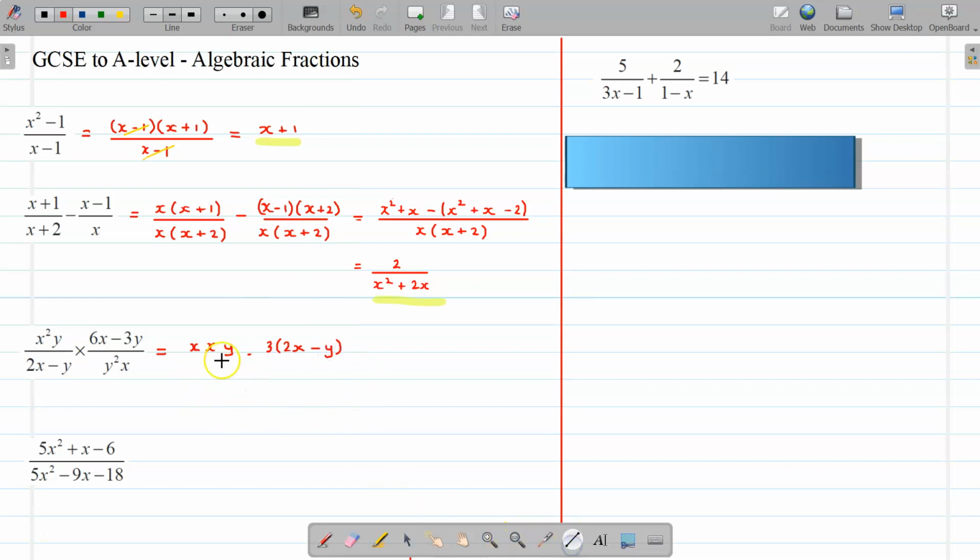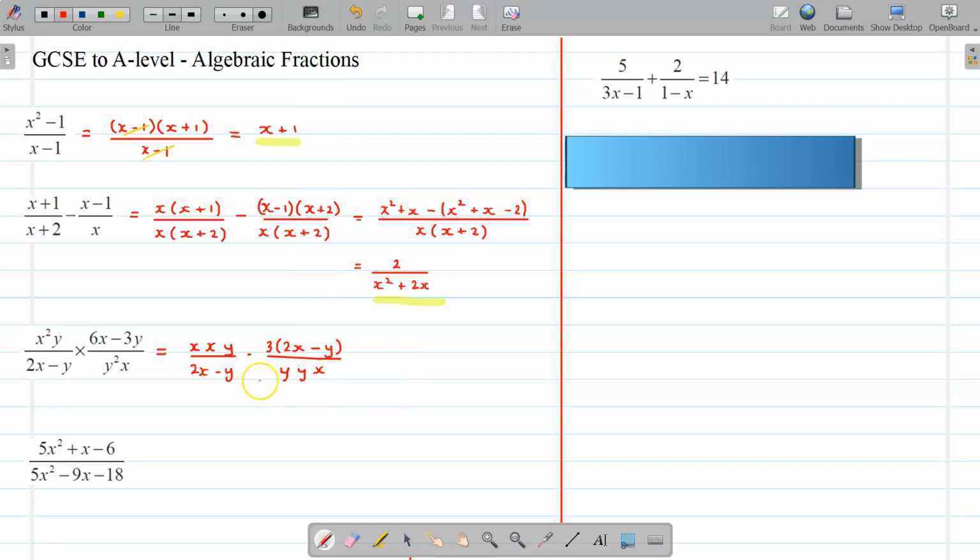Now underneath this, I've got, and I'm going to keep it as two separate fractions for the moment, although I could easily have combined these by now. Underneath this, I'm going to put the 2x minus y on the left-hand side, and all of that's multiplied, remember this is a multiplication here, by y times x. Okay, so y times x.